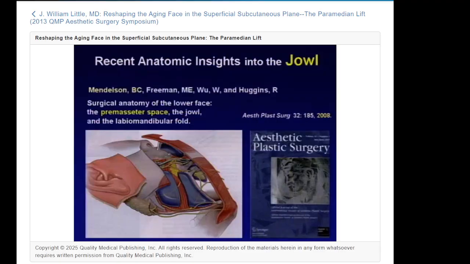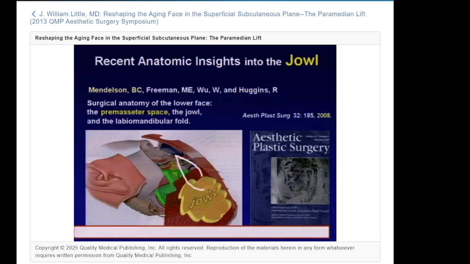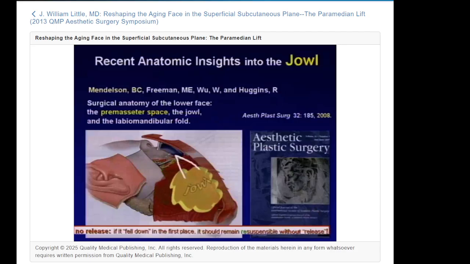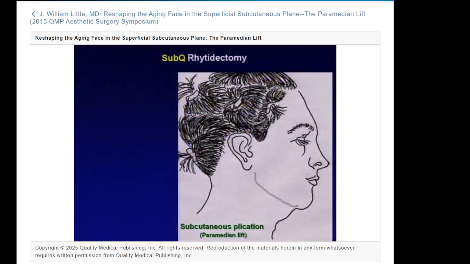And what's the anatomy on this? Well, the premasseter space described by consummate anatomist Brian Mendelsohn and colleagues relatively recently. We have a glide plane just like we do in the prezygomatic space. It explains why the platysma with its overlying fat falls down and forms a jowl. It also explains why it's so easy to correct it. It doesn't require release. If it fell down in the first place, it should remain resuspensible without release. That's a criticism of some of the concepts of SMAS lifting, and it does. So my subcutaneous rhytidectomy does involve a lot of manipulation of the fat layer, unlike Joel's.